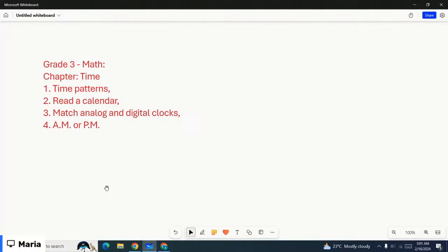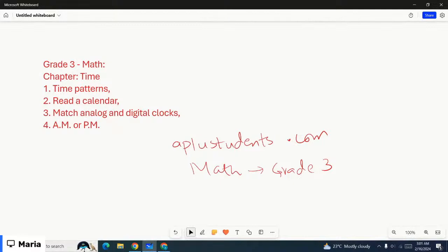We are here for grade 3 math. You can find lessons on aplusstudents.com. You have to log in there using your email address, and the password is provided by the administrator. Then you have to select math from the subject tab. Scroll down to grade 3 and then click on view all lessons. There you can find a list of the chapters. We're going to start with the chapter time.